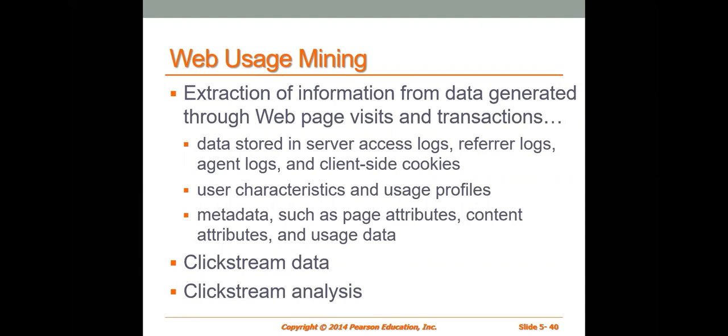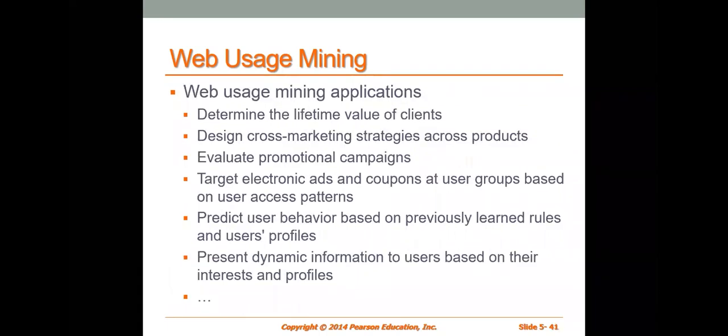User characteristics and usage profile: for that you need metadata such as page attributes, that is, what this page is about. So you have to give some keywords for every page in search engine optimization, and content attributes and usage attributes. Further, in the usage there are more categorizations. One is called click stream data, and another is click stream analysis. What is the difference between these two, data and analysis? We will talk about it shortly.